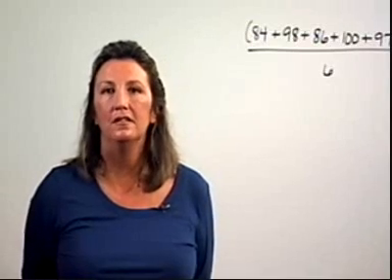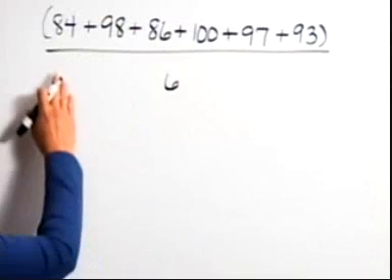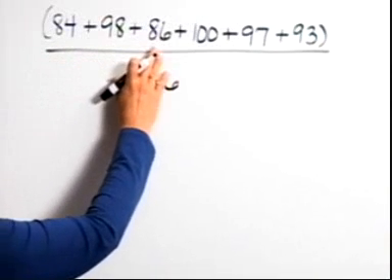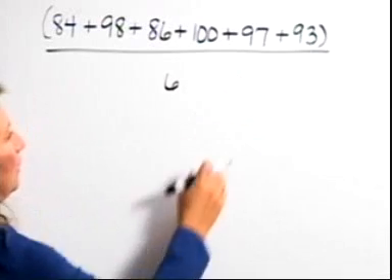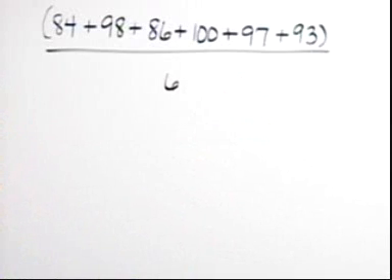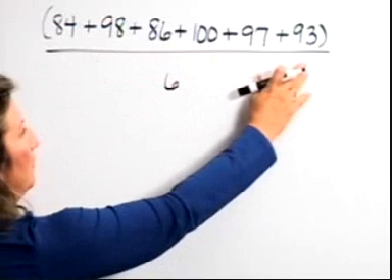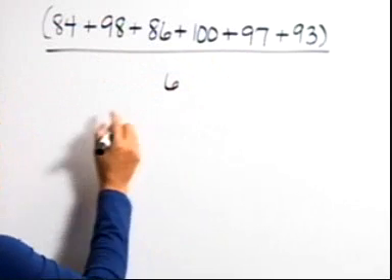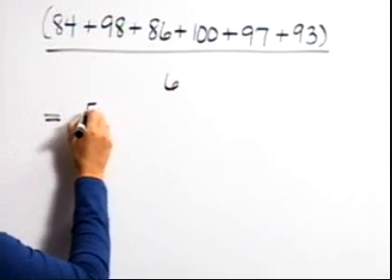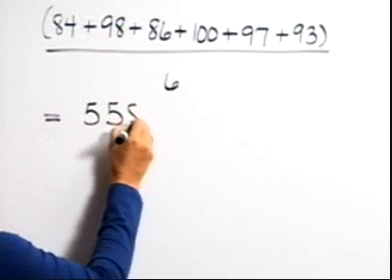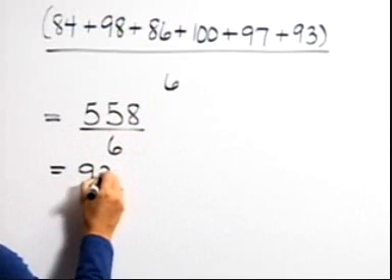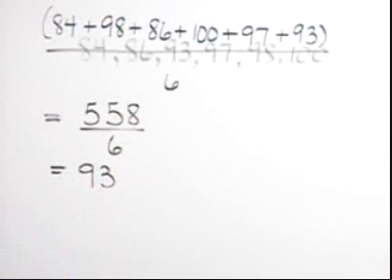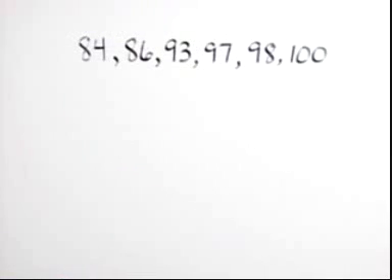A student has 6 test scores. They're 84, 98, 86, 100, 97, 93. We want to find the mean. To find the mean, we'll add the 6 test scores and divide by 6. That gives us 558 divided by 6, or 93.